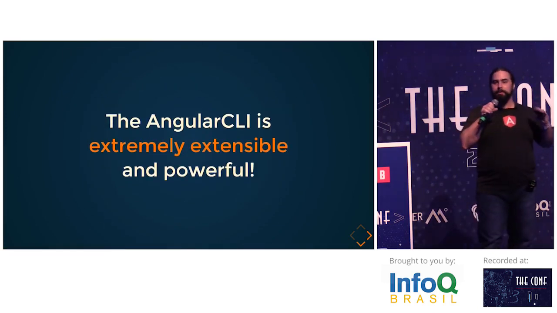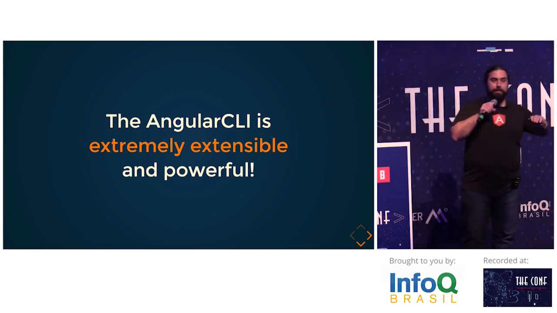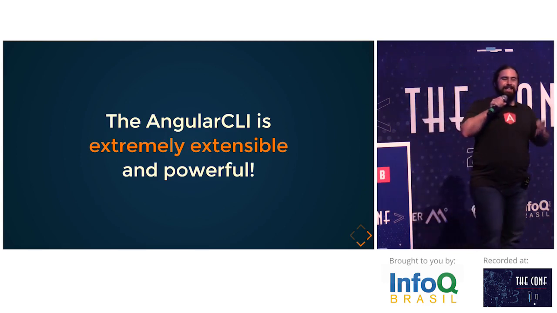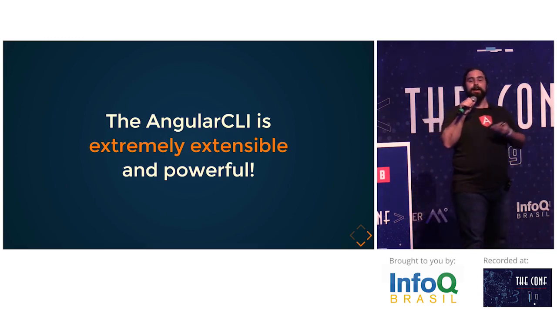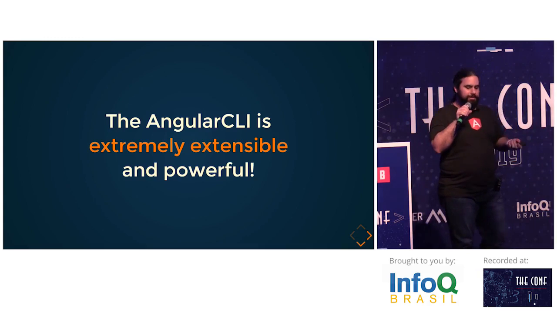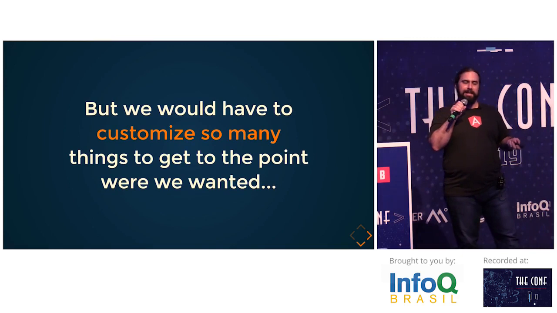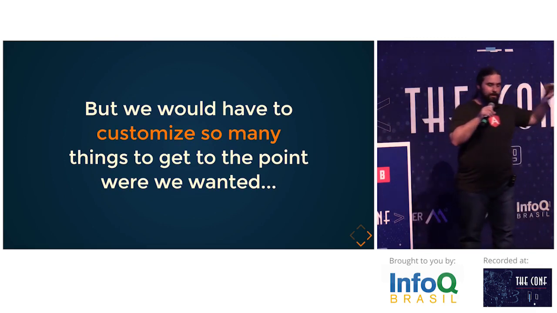But in order to really get that to production, to the whole process, we needed to automate a lot of things and customize a lot of things. And the Angular CLI is extremely extensible. It has a low-level API to customize almost everything, and you don't need to drop off the CLI at any time if you want to customize something. But customizing that would take a long time for us. So we decided, let's research a little bit more before putting our hands on the code to customize everything. Let's see what we have out there.